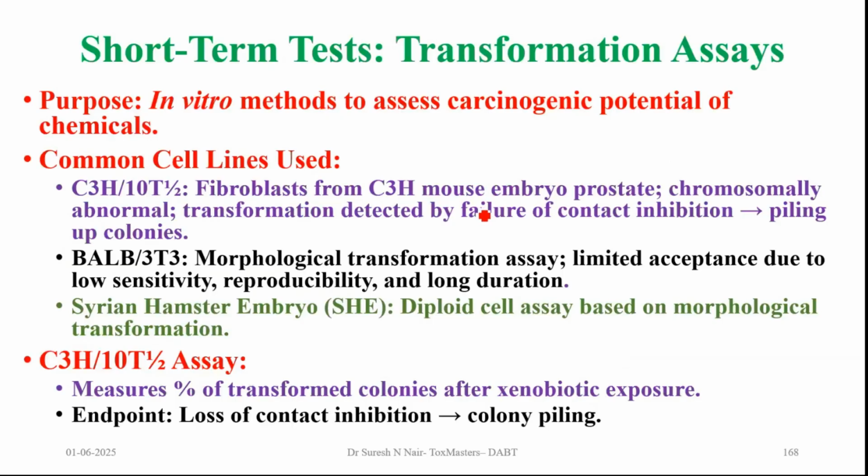And the next one is the short-term test, that is the transformation assay. In in vitro methods, the carcinogenic potential can be assessed using cell lines. These are the commonly employed cell lines.